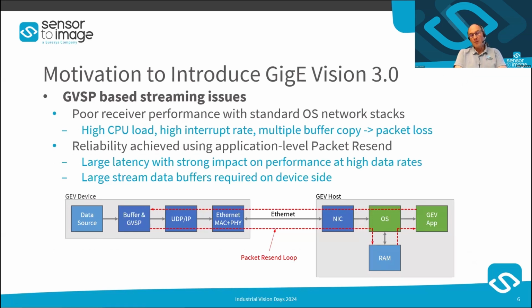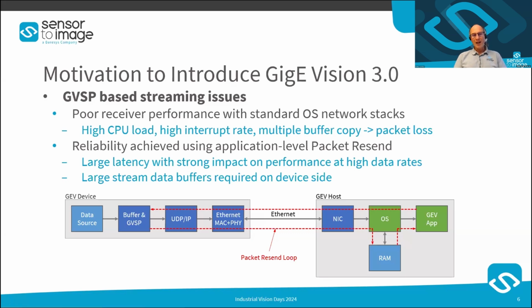Why do we need, or why does the technical committee of GigE Vision think we need, a new version, GigE Vision 3.0? With the existing GigE Vision streaming protocol, there are streaming issues, especially at higher data rates. We have poor receiver performance with standard operating system network stacks, which means high CPU load, high interrupt rate, multiple buffer copies, and at the end, this leads to packet loss. And this is, of course, nothing we want to have.